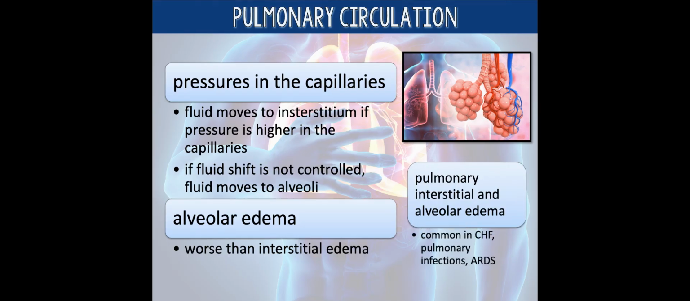Pulmonary interstitial and alveolar edema is common in CHF, pulmonary infections, and we'll talk about that. Also, acute respiratory distress syndrome.